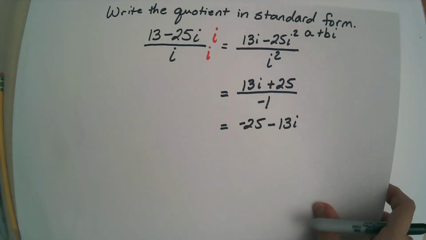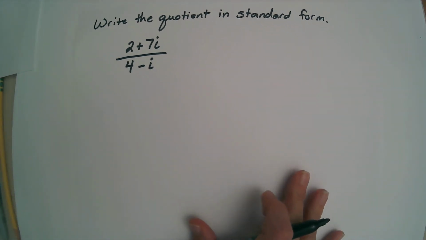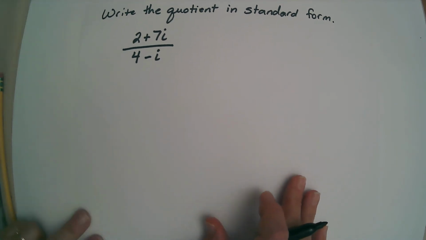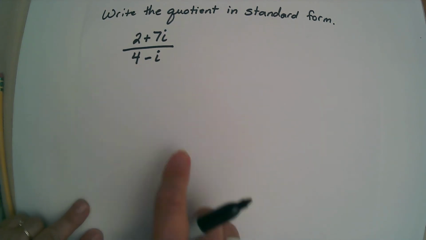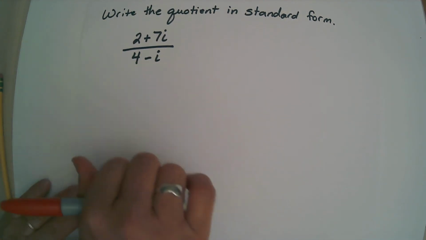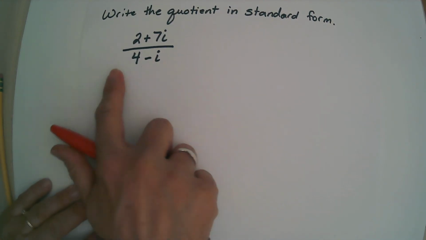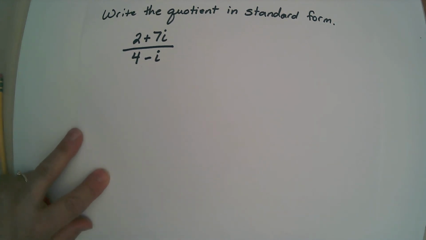Let's do one more. We're going to write this quotient in standard form as well. Notice now we have a complex number where a does not equal 0. So we need a number that we could multiply by 4 minus i so that we won't end up with an i in the denominator. In other words, we want to multiply 4 minus i by a number that would give us a real number. And here's where the idea of conjugates comes into play.